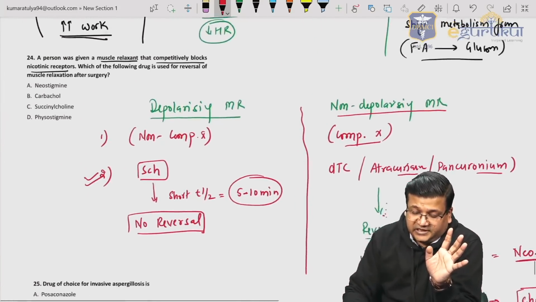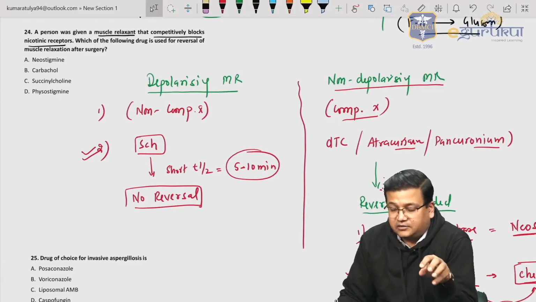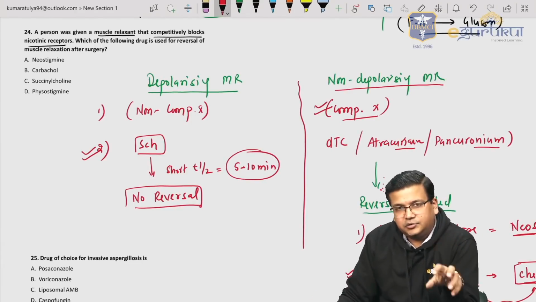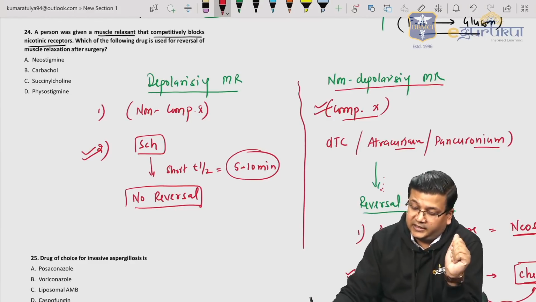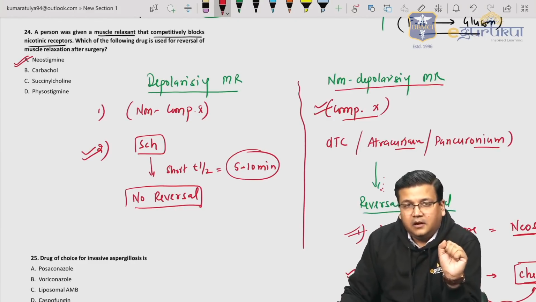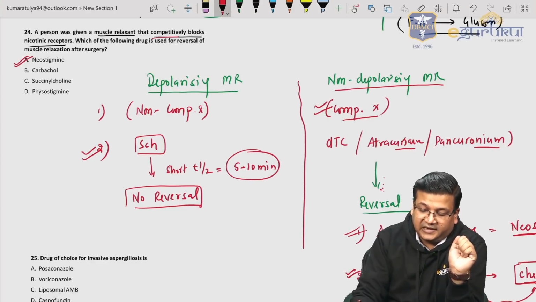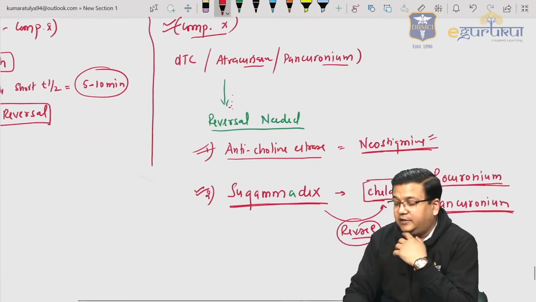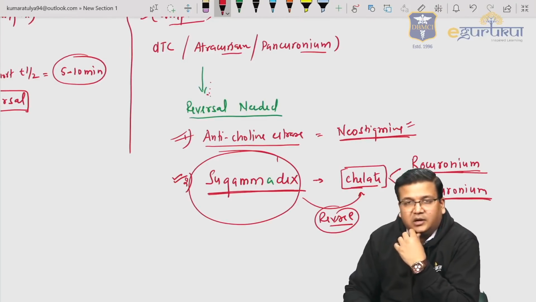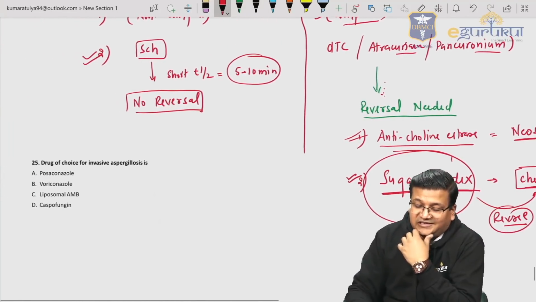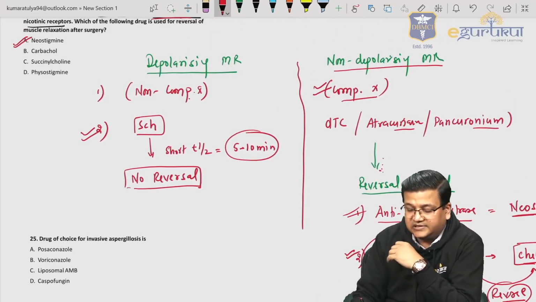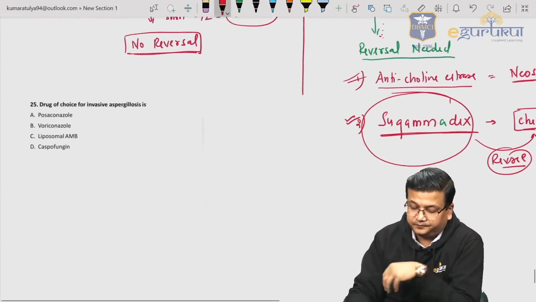In the present question, there is a competitive muscle relaxant. Which of the following drugs is used to reverse the effect? So in general, anticholinesterases like neostigmine are given. But if tomorrow you are specifically asked about rocuronium and vecuronium and a specific drug is asked, then Sugammadex is a new drug available for that. For succinylcholine, which is a depolarizing or non-competitive drug, no reversal is needed and no drug is available.